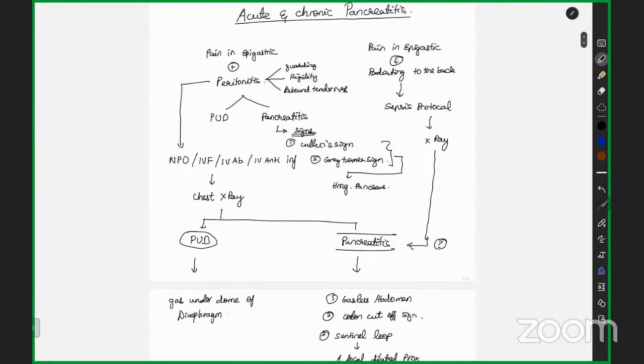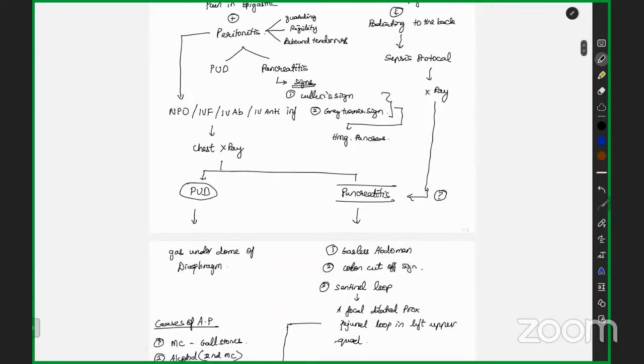Then you're going to take a chest X-ray. Sorry, and your abdomen X-ray, erect abdomen X-ray. So in your PUD, you will have gas under the dome of the diaphragm. In pancreatitis, you will have a gasless abdomen. You will have a colon cutoff sign. You will have a sentinel loop. When you have all these features, you're now going to confirm that your patient has pancreatitis.